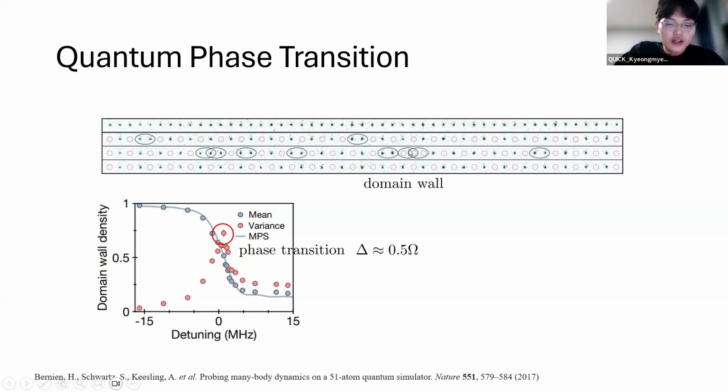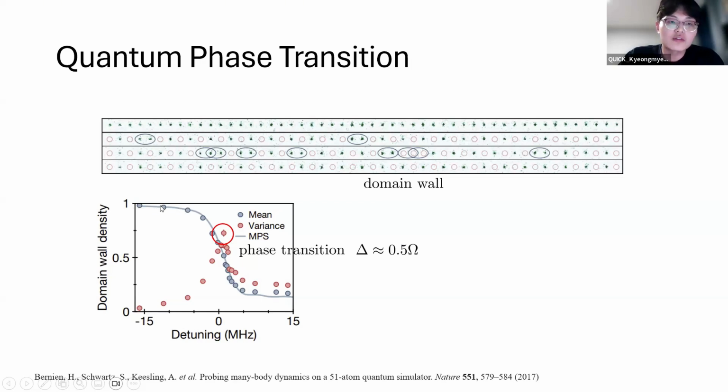And therefore, the number of domain walls in the 51-atom system can be considered as a quantification of the transition from the disordered phase at the top to the ordered Z2 phase as a function of detuning. So in the negative detuning regime, in this graph, the domain wall density is high as all the atoms are in the ground state.